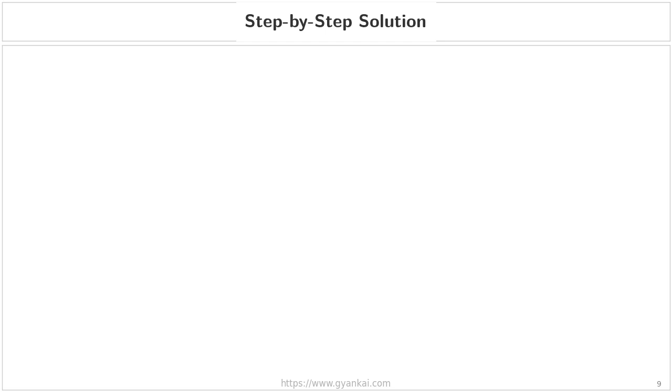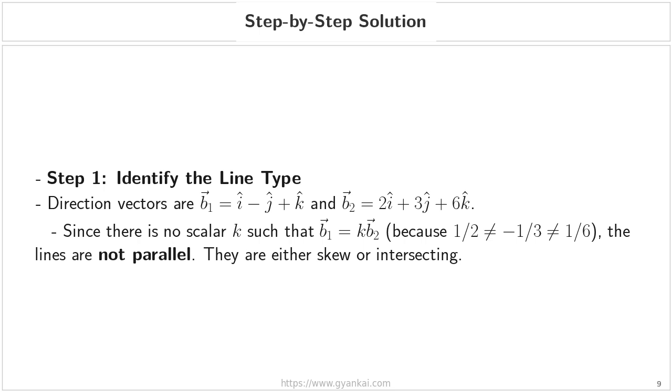Step-by-step solution. Now that we have our scenario, let's walk through the solution step-by-step, applying the procedure we just discussed. First, we begin with Step 1, identifying the line type. We need to look closely at our direction vectors. Here, vector b1 is i minus j plus k, and vector b2 is 2i plus 3j plus 6k. To see if they are parallel, we check if one is a scalar multiple of the other.